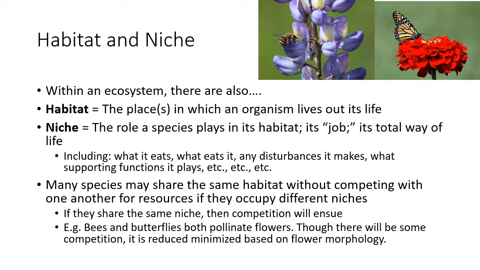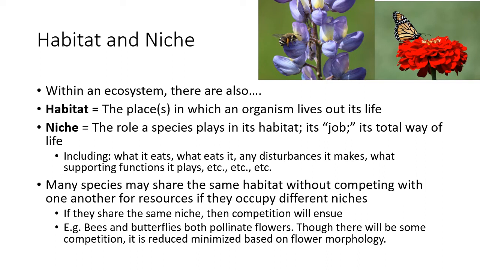Sometimes organisms will separate their different niches so that they don't compete with one another. If they do share the same niche, then competition is going to ensue. So bees and butterflies do compete for flowers. They do compete for that nectar. They compete for that pollen. Bees tend to go after the pollen more than butterflies because they use it as a protein source, but that doesn't matter.